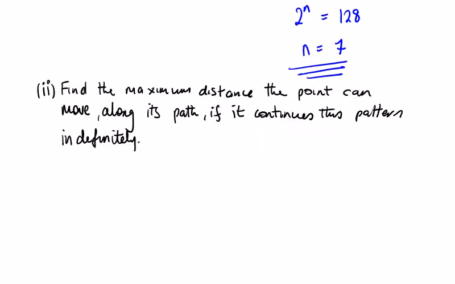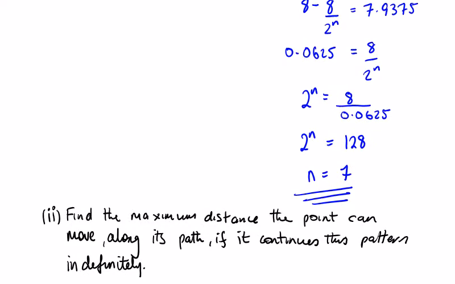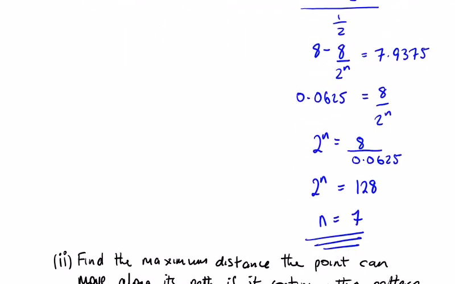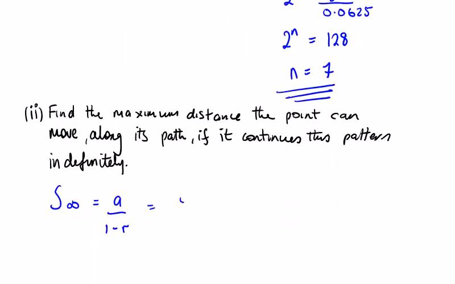Part 2, you're asked to find the maximum distance the point can move along its path if it continues the pattern indefinitely. So this is the sum to infinity, so there has to be a limit to how far it can go, and the formula for this is a over 1 minus r. So we had 4 for a, didn't we? 4 over 1 minus a half, which is just 4 divided by a half. Easy enough question, which is equal to 8 units.